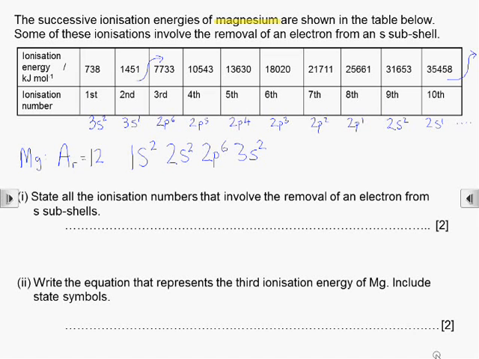The question was which electrons were removed from S subshells, and by writing the electron arrangements underneath each electron that's being removed, we can pick out which ones came from the S subshells. That's the first and second from 3s, and then the 9th and 10th from 2s.